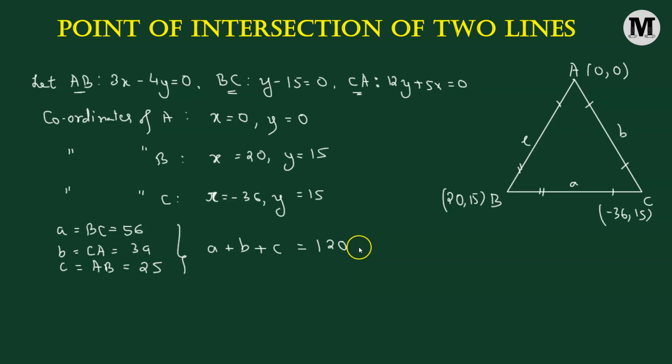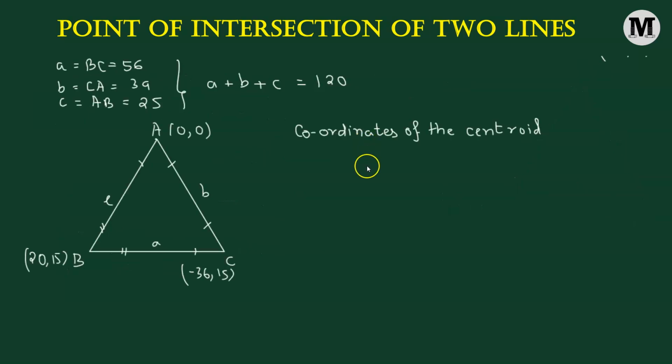First, let us begin by computing the coordinates of the centroid. To find the x-coordinate, we take the sum of the x-coordinates of each of the vertices. So we have 0 added to 20, then added to negative 36, or simply minus 36, whole divided by 3. To find the y-coordinate, we take the sum of the y-coordinates of the vertices: 0 plus 15 plus 15, that's 30, divided by 3. So the x-coordinate of the centroid is negative 16 over 3, and the y-coordinate, 30 over 3, corresponds to 10.